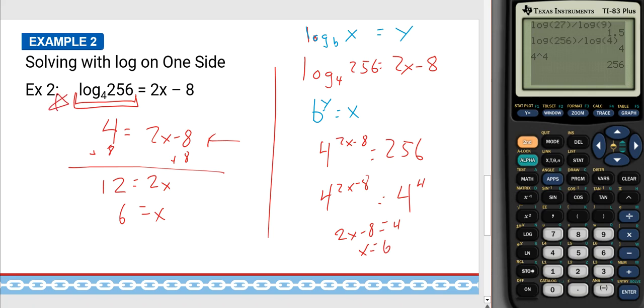This to me is the fastest, simplest way, but this strategy over here works as well. On the right side with the changing the form, and then you have to just try to figure out, can I make 256 into 4 to a certain power?